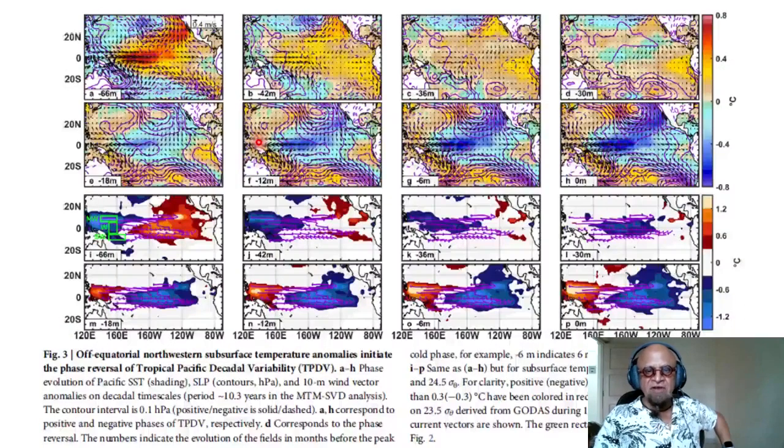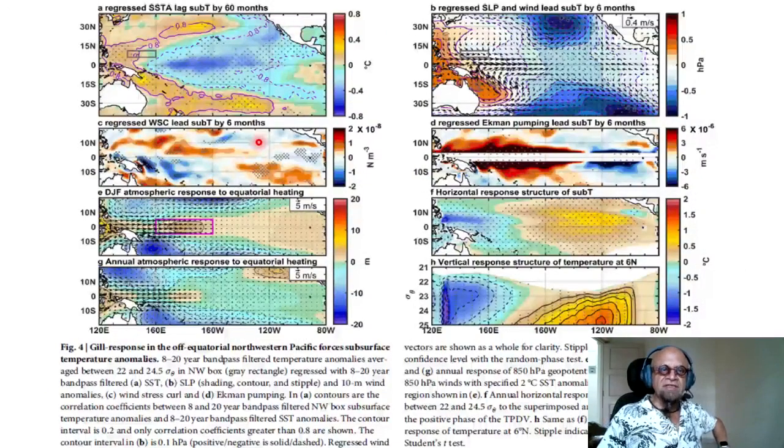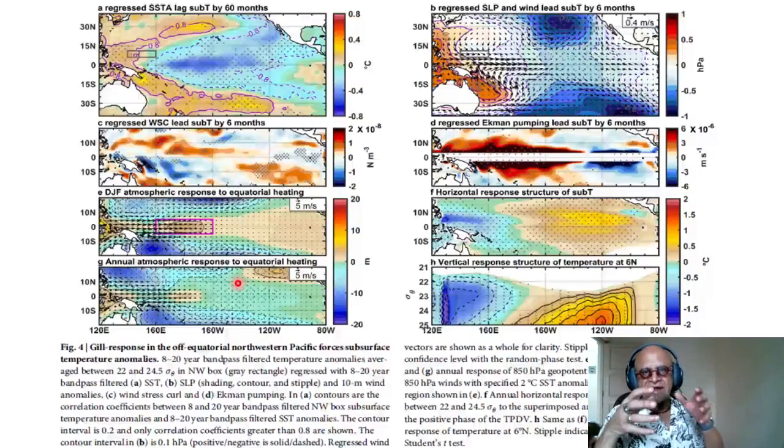Bit of a complicated figure, but you can easily see that the idea holds by combining reanalysis like GODAS and model experiments. Regressed, so this is Gill response in the off-equatorial northwestern Pacific forcing subsurface temperature anomalies. Gill response is when you have a heating in the atmosphere, in the free atmosphere. It is associated with surface level convergence and divergence at the top because you have heating, and that is going to generate wind stress curl and subsurface temperature anomaly.